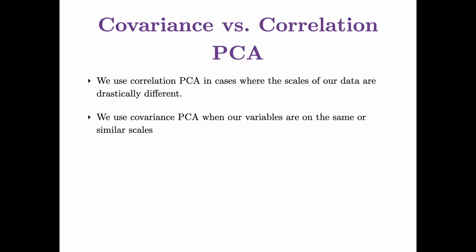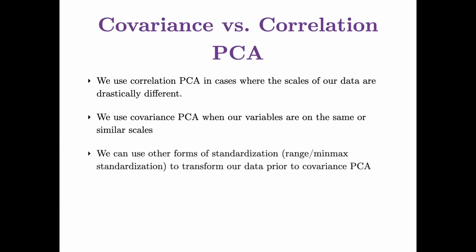What does standardization do? Well, the typical statistical standardization makes it so that all variables have the same variance, which means that our method is going to try to explain all variables equally. And that may not be practical. That may not actually be what we want. Now, we can use other forms of standardization like range or min-max standardization to transform our data and then use covariance PCA. So this third bullet point would be an alternative to using correlation PCA when the scales are different.